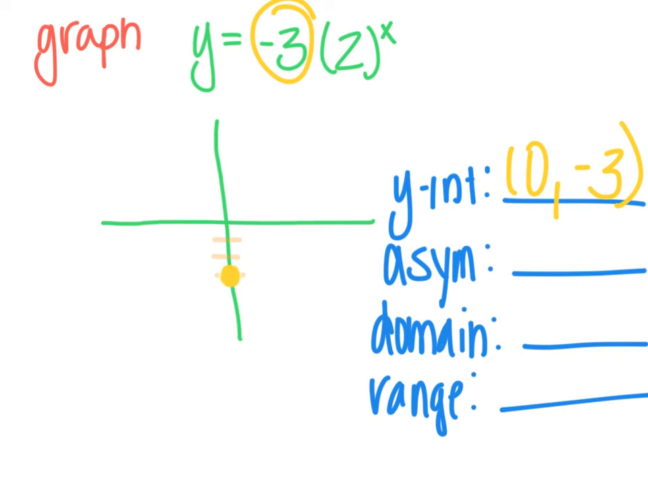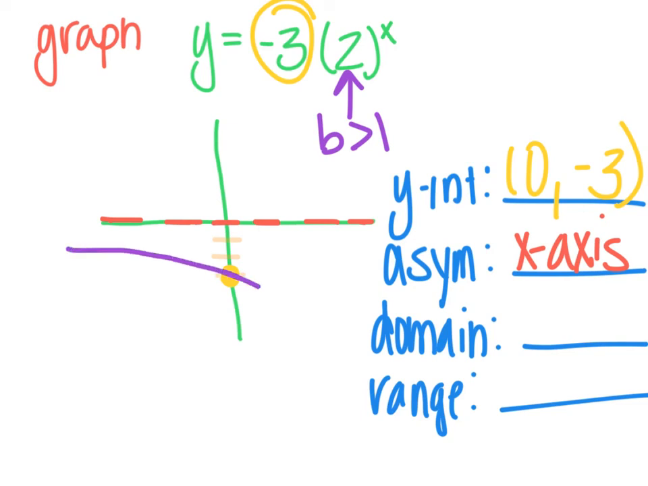I know that my asymptote is always the x-axis, so that's the dashed line that we get really close to but never actually touch. And then I know because my 2 here, that's my b value, is greater than 1, that my function is going to be an increasing function. So you can go back and look at your graph if you need to see what it looks like, the chart, but it's actually going to look like this.